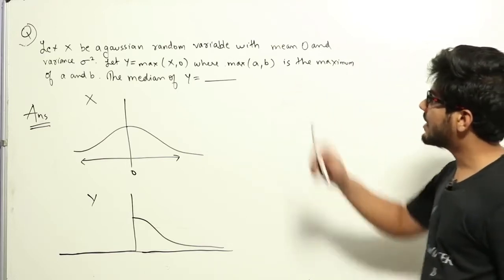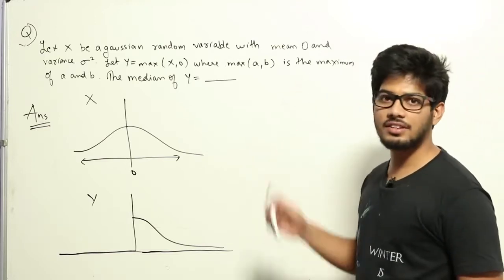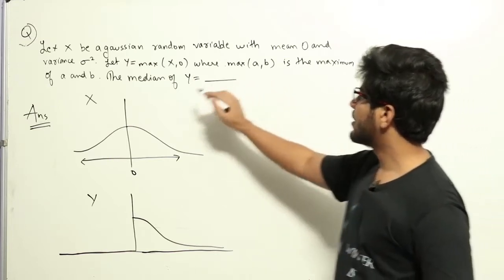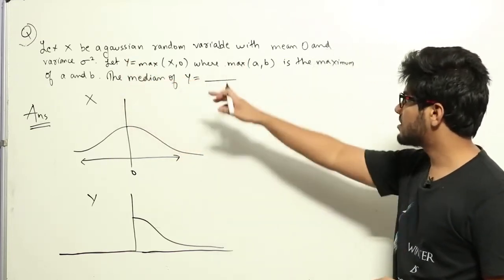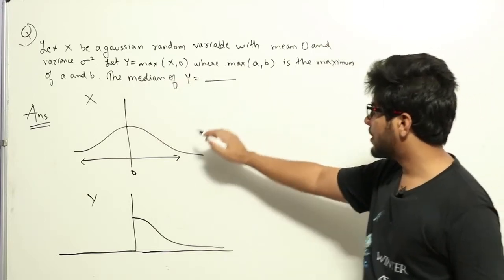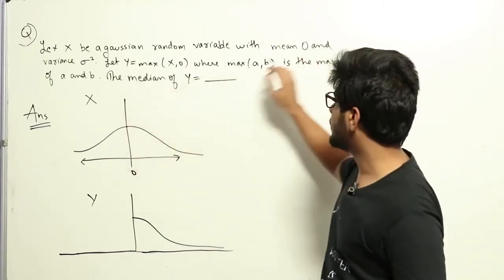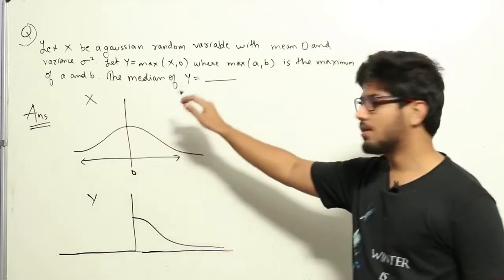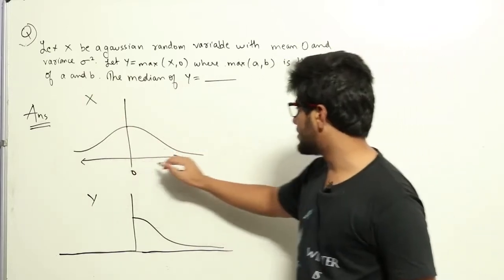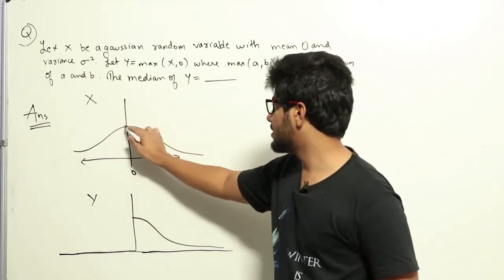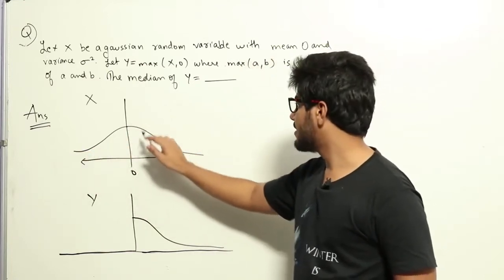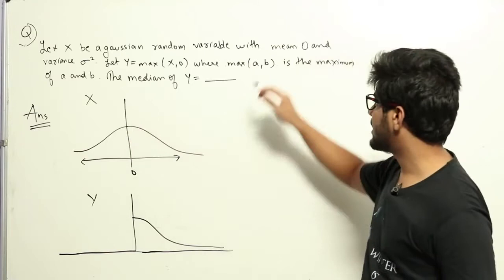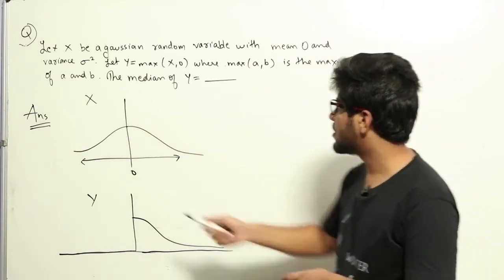Now this may seem like a complex question, but it's actually a very simple question. So here we have given that X is a Gaussian distribution. They have given mean is 0 and variance is sigma square. So the distribution of X will look like this. The mean is 0, so that's where the middle of the bell shape would be. And variance is sigma square, that data we don't need actually. So this is how X looks.